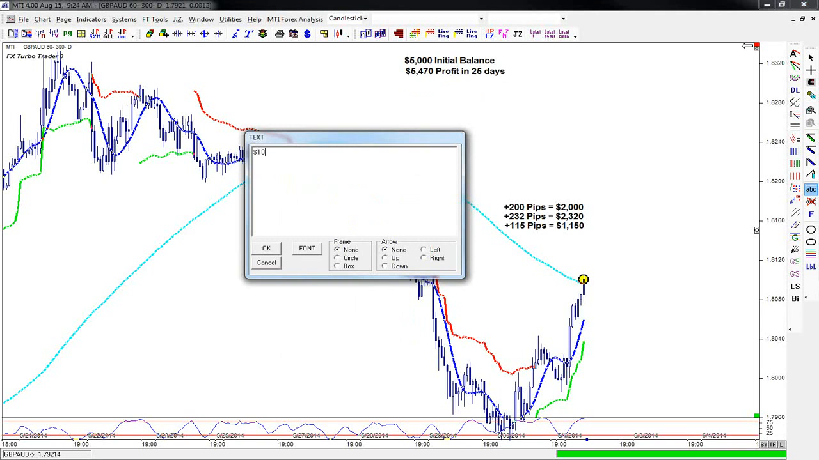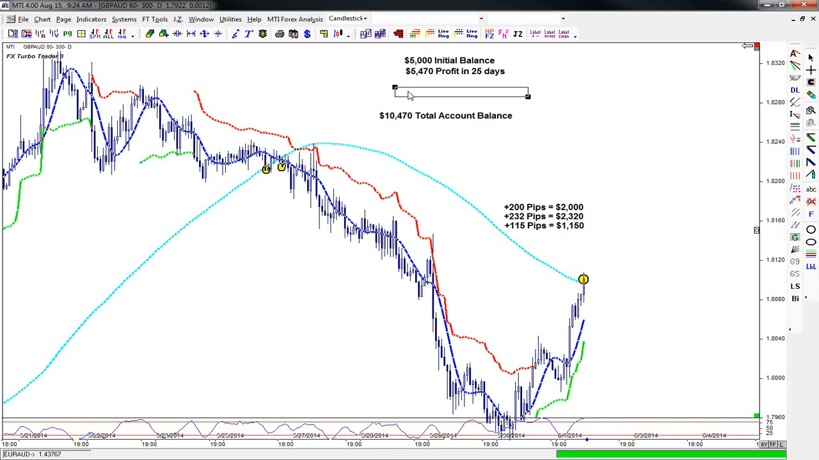What's our account at right now? Well, our account's at $10,470 US total account balance. How many of y'all would like to more than double your account in less than 30 days? If that's you, give me a yes, give me an absolutely, whatever you want to type in. Just let me know.